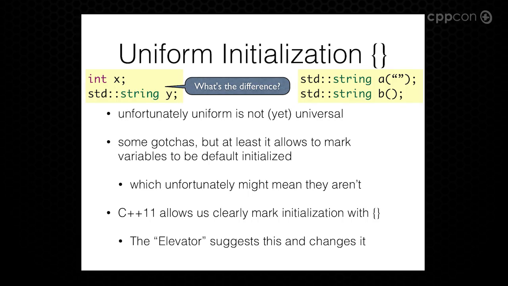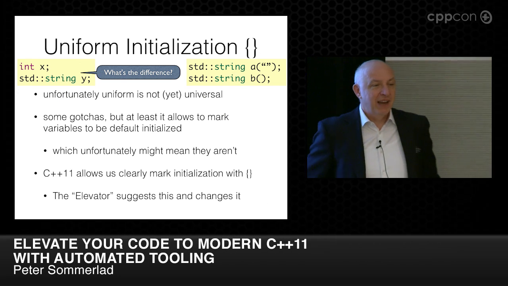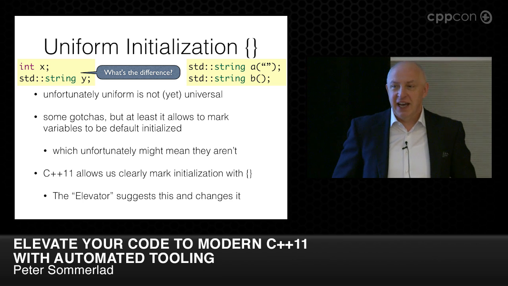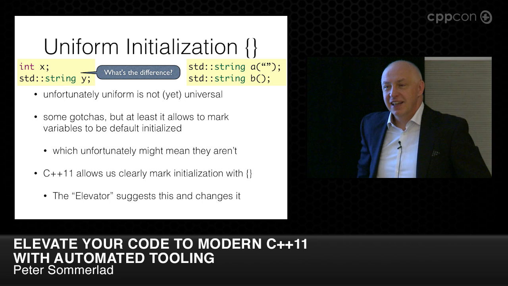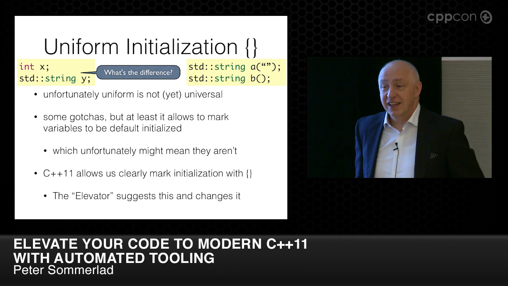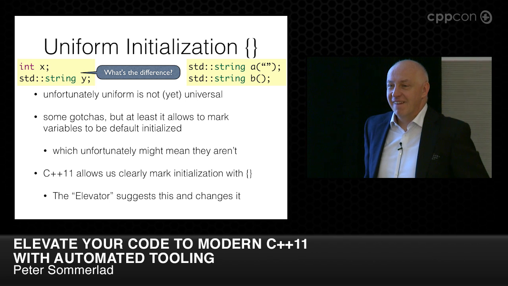Another C++11 feature, uniform initialization. Who can tell me what happens in the left yellow box with x and y, where I write int x and std::string y? There's a hand in the back. You're almost correct, but it depends. And that's always hard to tell.